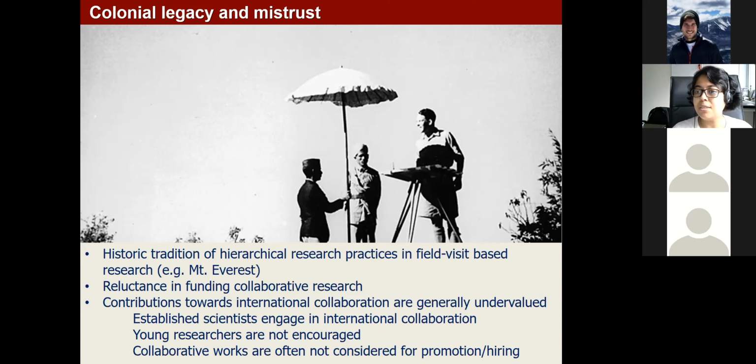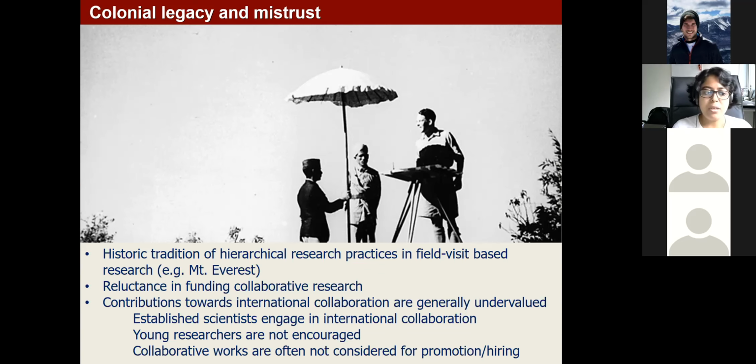But it was just a way of showing patronage to the highest-ranked official, George Everest, because of which this name was given, without even any mention of why it was given to this particular person, or without using the local name. And this tradition actually created a very complicated environment of mistrust.